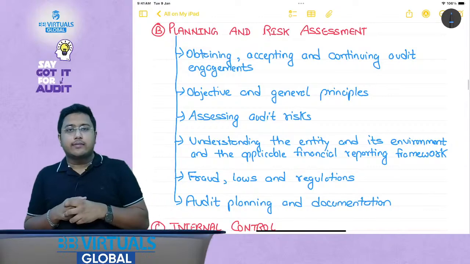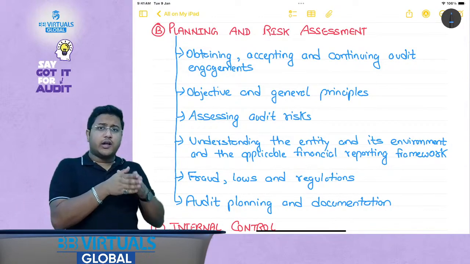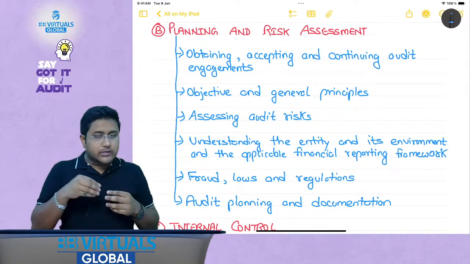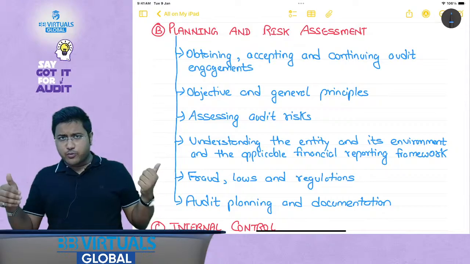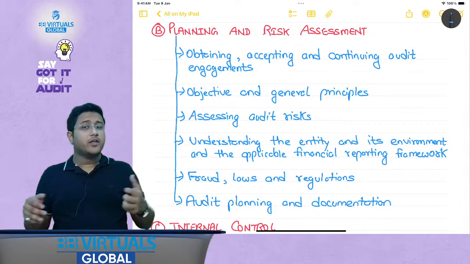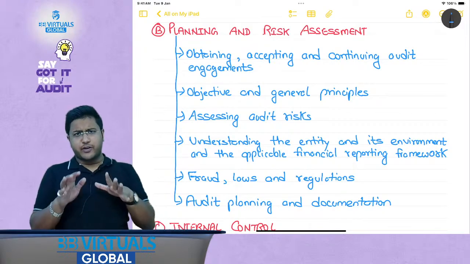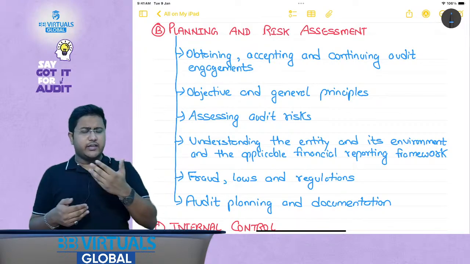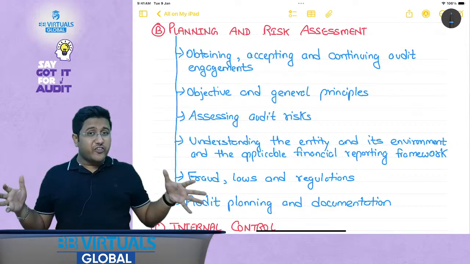Now, planning and risk assessment. Here we will be discussing once you accept an audit, how do you plan for it? So planning starts after the completion of the last year audit or from the completion of the current financial year. So the audit planning starts after the completion of the last year audit only, if it is a continuing audit. Okay, and it goes up to the completion of the current year audit. So it's a very big area.